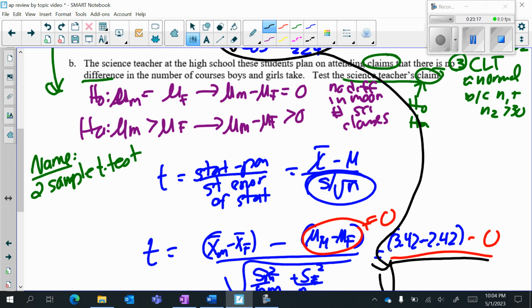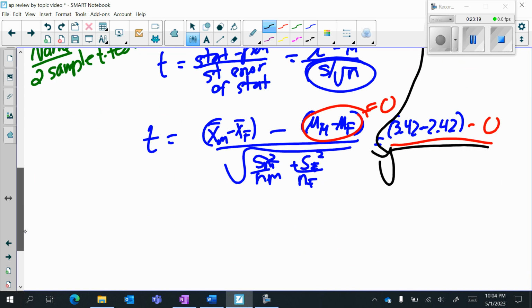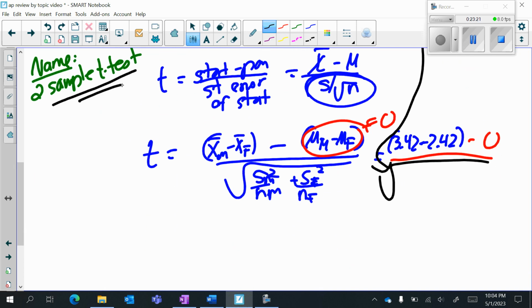All right, same. So then you would go to your calculator, you would find two sample t-test, you would plug in all the information, and then you would get your t-test statistic, your p-value, and then you would decide if you're going to reject the null or not based on the p-value. Remember, when p is low, reject H0. How low? Lower than the alpha level.